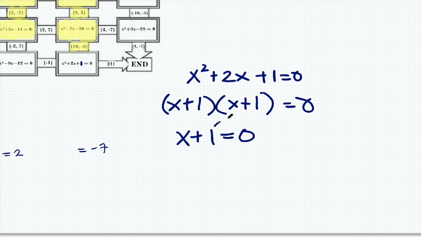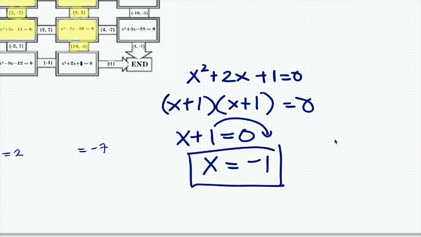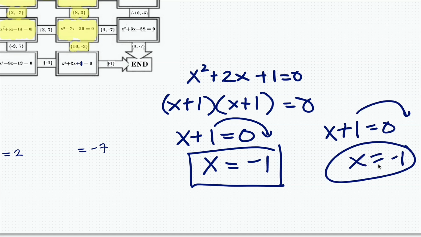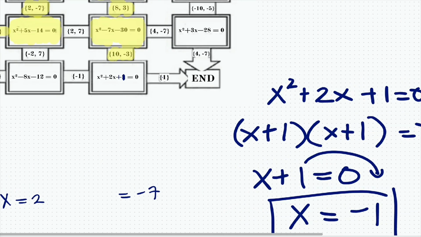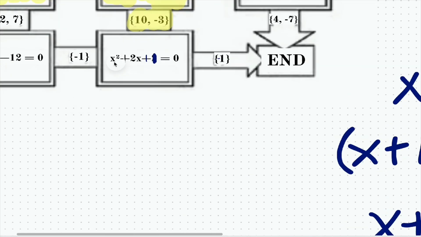Finding the x here, isolating the x, x equals negative 1 would be the final answer. Same with x plus 1 equals 0, the answer must be x equals negative 1. So I think they have the same answer. So basically, our answer here is going to be x equals negative 1. And we end the maze.